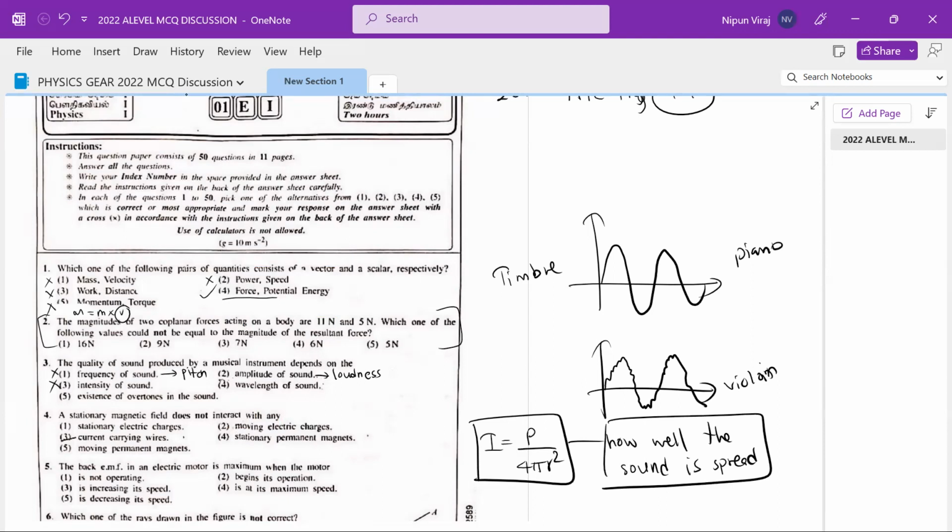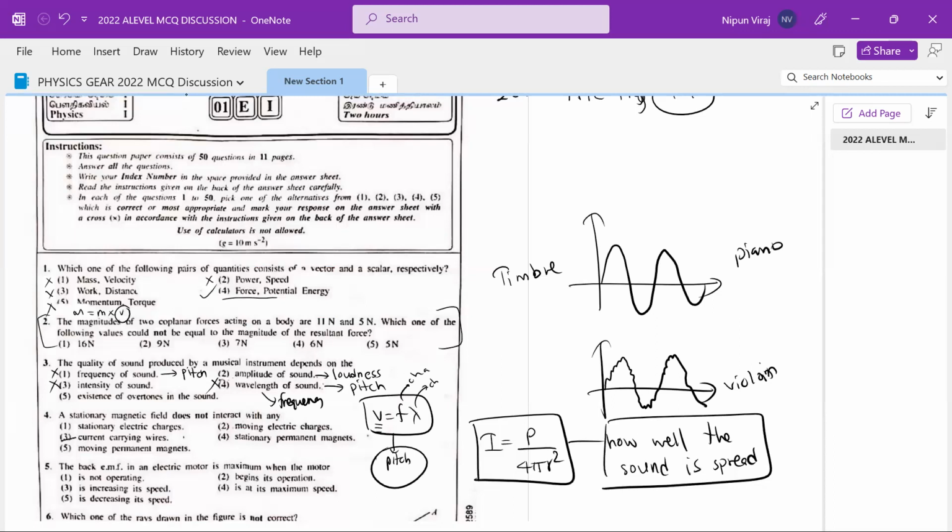Wavelength of the sound. So wavelength of the sound also affects the pitch, right? Because wavelength is directly related with the frequency. As you know, we have an equation called V equals F lambda. If the speed of sound is constant, it is normally constant in air, so when wavelength changes, the frequency also changes. So finally, wavelength also affects the pitch of the sound. So this is also not the good answer.